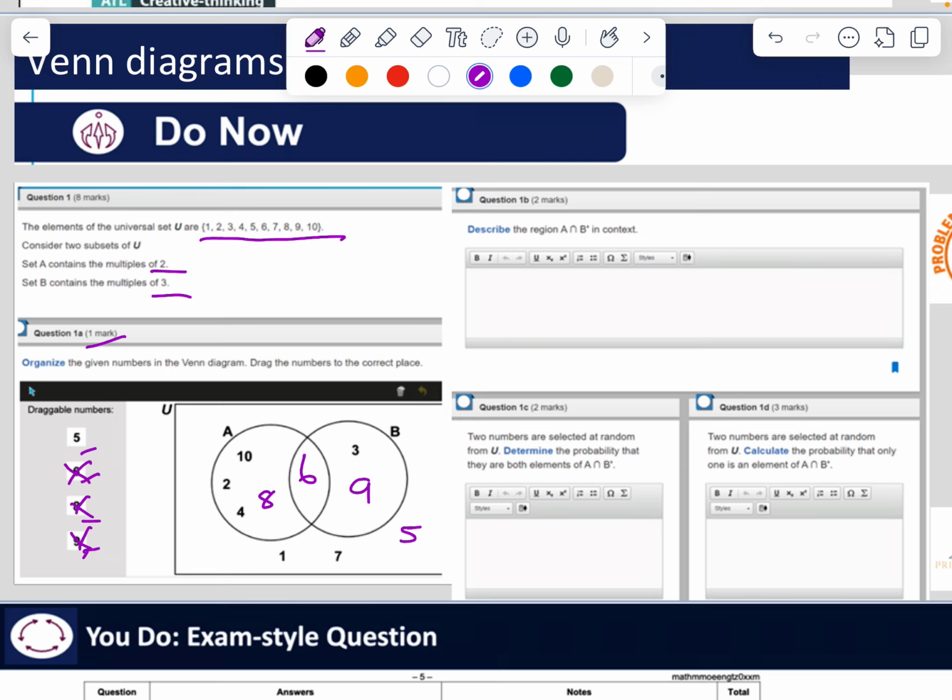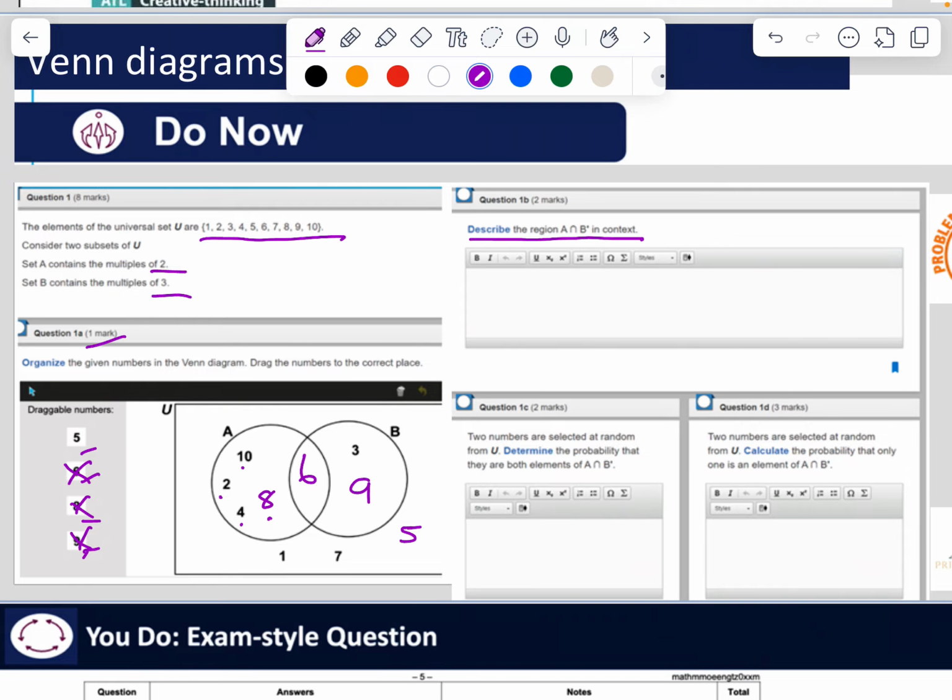Describe the region A intersection B complement. So this means everything in A and not B. So we have 4 of them, 1, 2, 3, 4. So that's what you'd write here: all elements of A and not B.